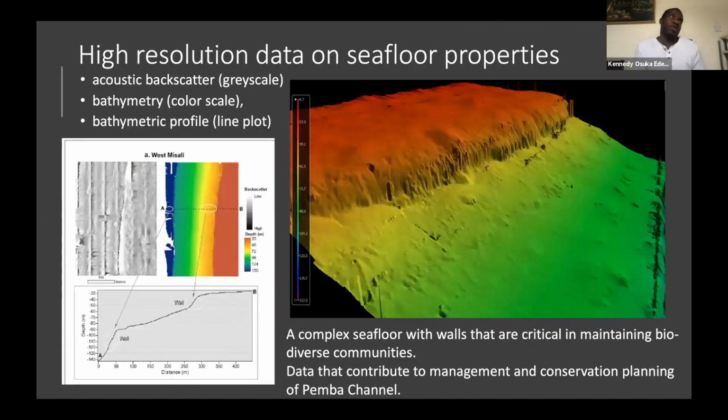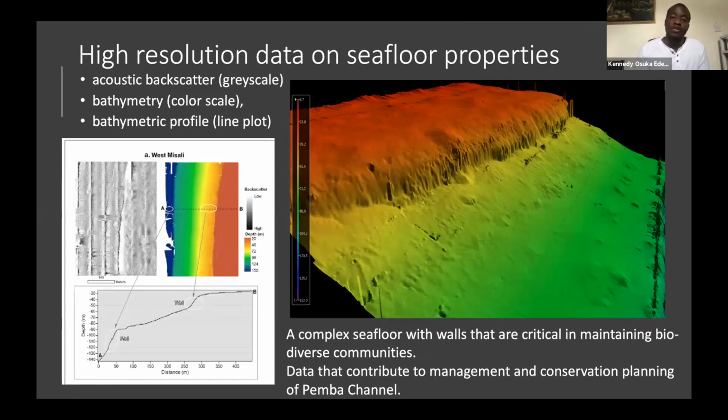So that brings me to the uses of AUVs or robotics in conservation and management. One, they provide high resolution data on seafloor properties. For instance, with this layer here, you're able to see how the seafloor looks. There's this complex feature that one is able to view. In this case, these are submarine walls, which were found to be really critical by holding a high biodiversity of communities. So in essence, they provide high resolution data, which can be essential for management and conservation planning of an area. They also help highlight where priority areas for conservation would be.